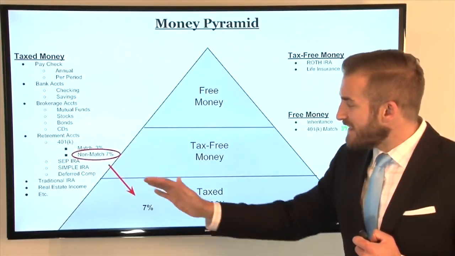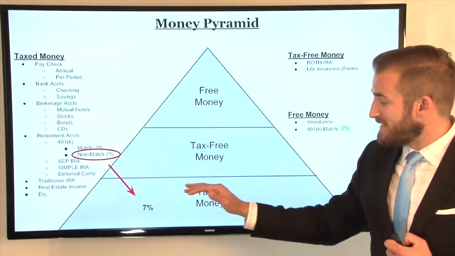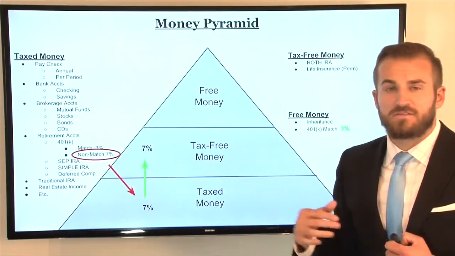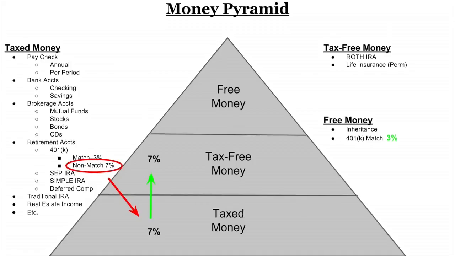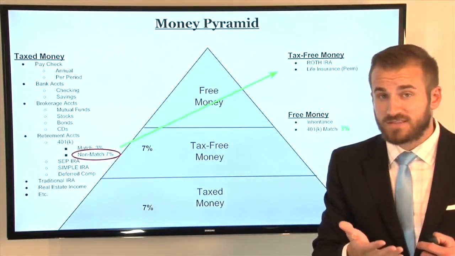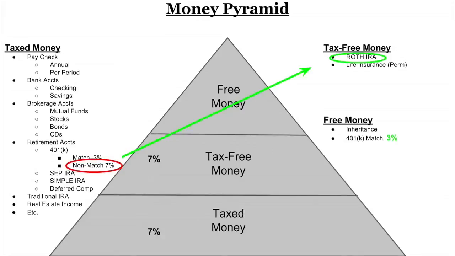So I tell the client, well, Mr. and Mrs. Client, what if we were to take that 7% that's non-matched from the taxed money section and bump it up to the next level of tax-free money and put the 7% there? Would that benefit you? Going from tax money to tax-free money? The answer always is absolutely. Well, how do we do that? We'll say, what if we were to take that 7% and bring it up into a Roth IRA or a life insurance policy? So we can pay for the Roth or we could pay for the life insurance policy, which, if this is the third part of your sales process, that's what you're going to be focusing on, the permanent life insurance policy.